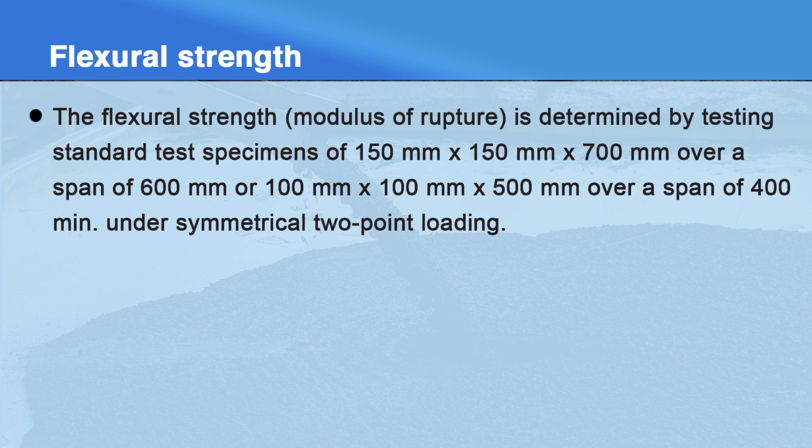The flexural strength, also called modulus of rupture, is determined by testing standard test specimens of 150 by 150 by 700 mm over a span of 600 mm, or 100 by 100 by 500 mm size over a span of 400 mm, under symmetrical two-point loading.